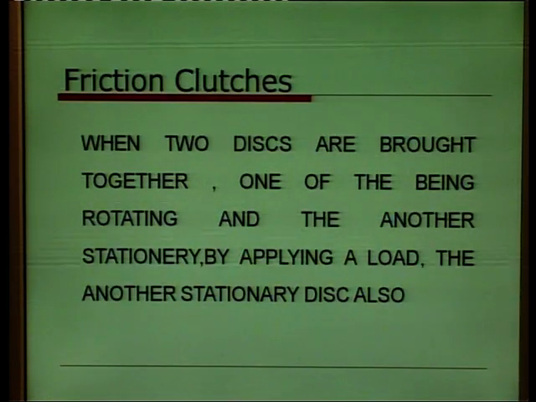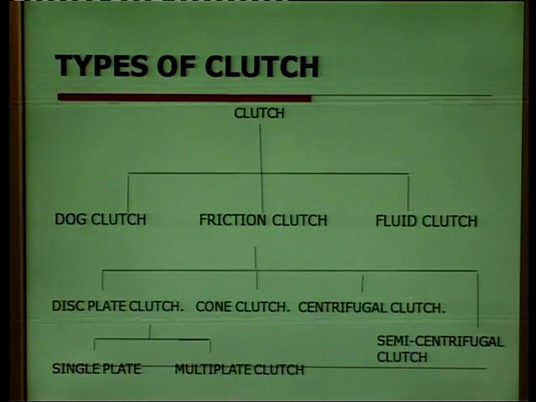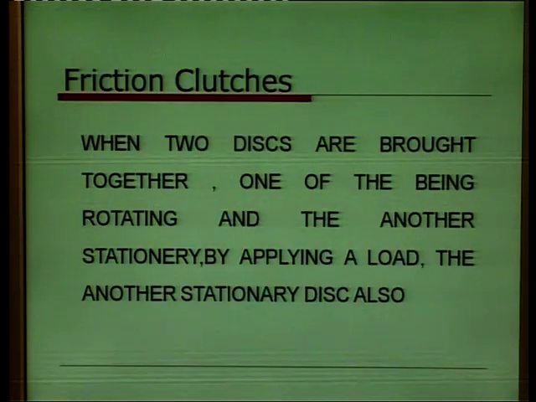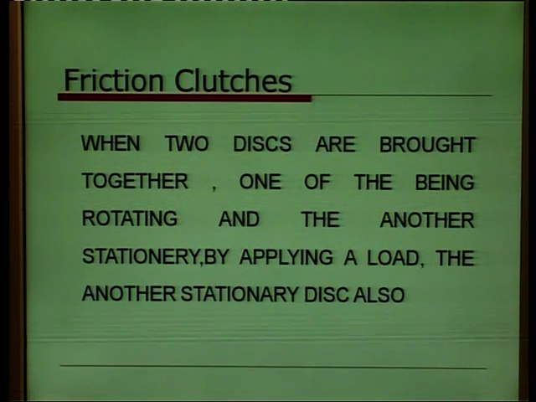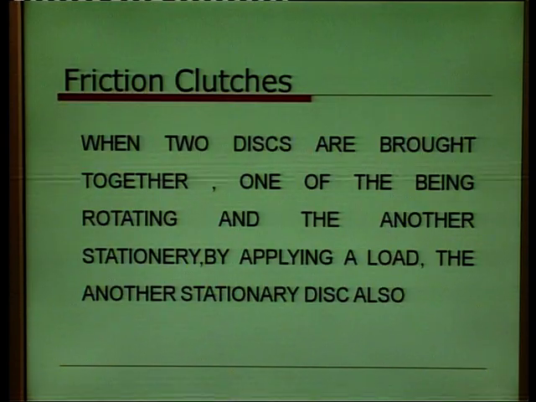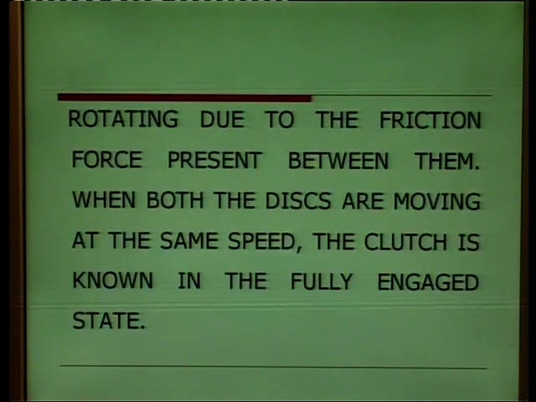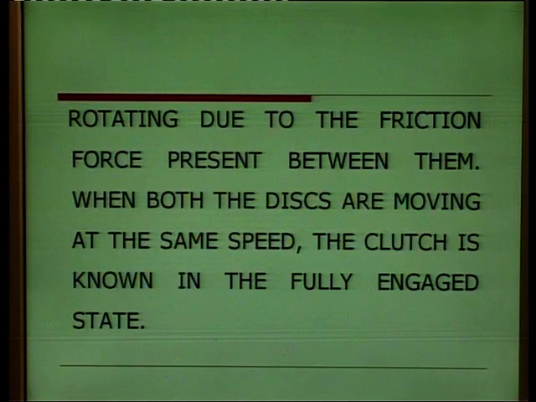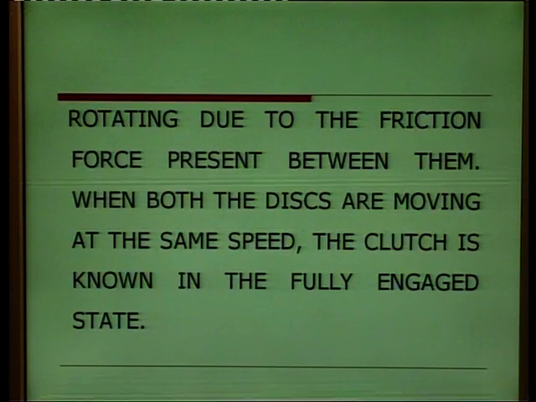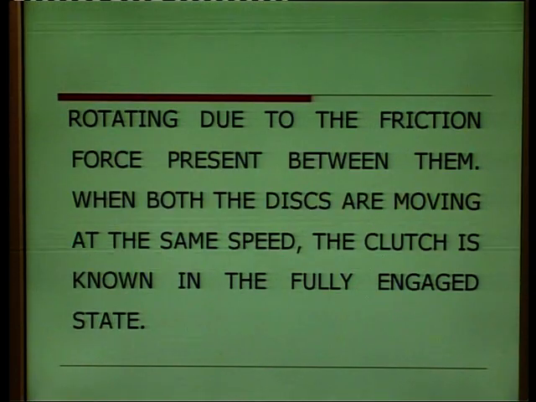Then friction clutches. Here I will explain the friction clutches. When two discs are brought together, one being rotating and the other stationary, by applying a load, the stationary disc also starts rotating due to the friction force present between them. When both the discs are moving at the same speed, the clutch is known to be in the fully engaged state. That is the principle of the clutch.